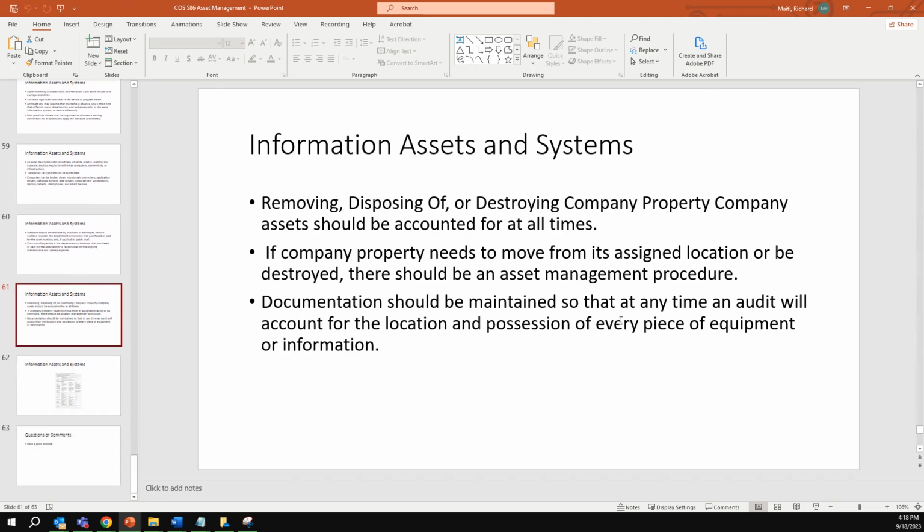So documentation should be maintained. So anytime an audit will account for location and position of every piece of equipment or information. So an audit has to be done to show that equipment was destroyed. So if company property needs to move from an assigned location or be destroyed, there should be an asset management procedure. I remember one of my students told me how they destroyed a hard drive, that it had to have a hole through the middle to ensure that that hard drive was destroyed.